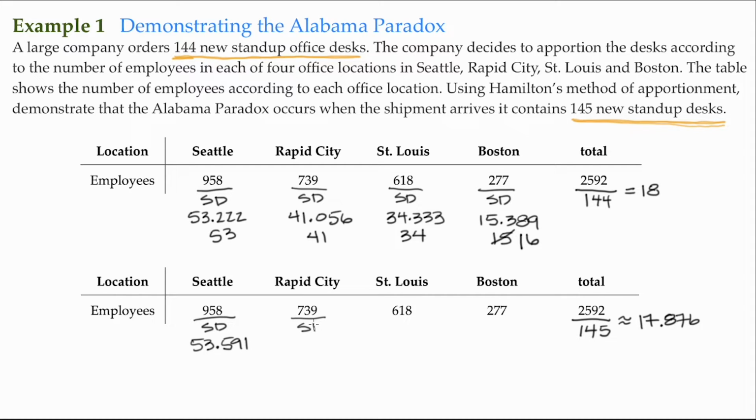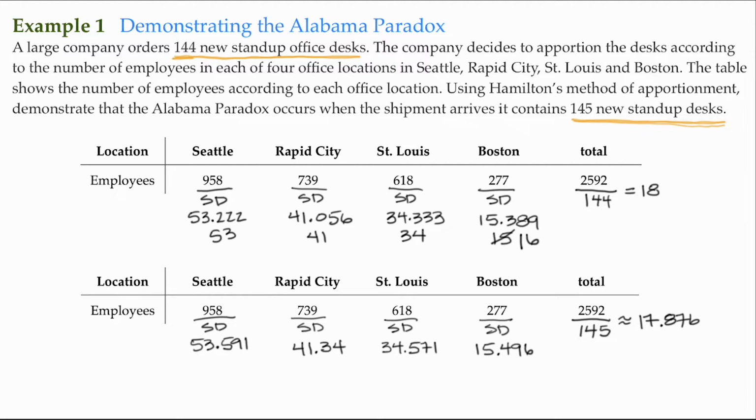Do the same thing here. The standard quota for Rapid City, that's 739 divided by 17.876. That's 41.34. For St. Louis, divide by the standard divisor, we have 34.571. Again, remember that 3 decimals is plenty. And then for Boston, 277 divided by the standard divisor of 17.876. And this is 15.496.